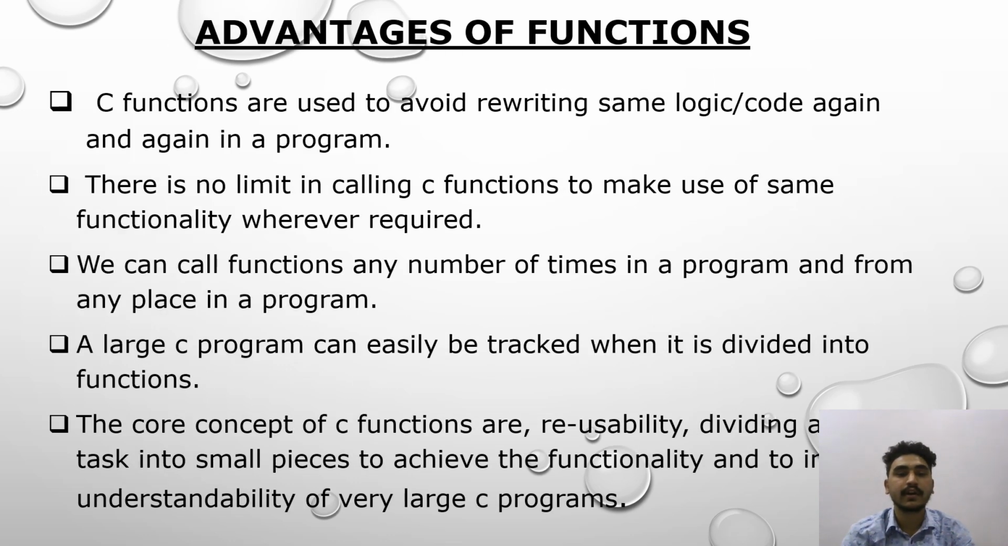Advantages of functions. Functions are used to avoid rewriting the same logic code again and again in a program. There is no limit in calling C functions to make use of some functionality whenever required. We can call functions any number of times in a program and from any place in a program. A large C program can easily be tracked when it is divided into functions. The core concepts of C functions are reusability, dividing a task into small pieces to achieve the functionality, and understandability of very large C programs.